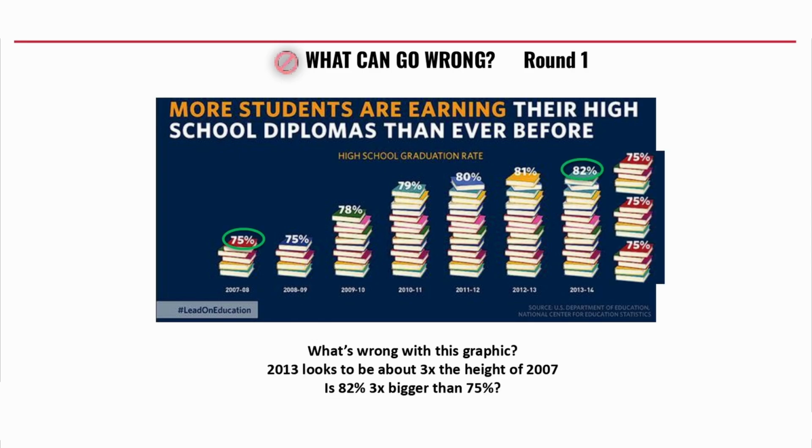On the right-hand side, the stack of books goes up to 82%, while the stack of the books on the way left goes up to 75%. That doesn't seem like a huge difference, but the stack of books on the right is 3 times as high. Yet the percent on the right is not 3 times as that on the left.